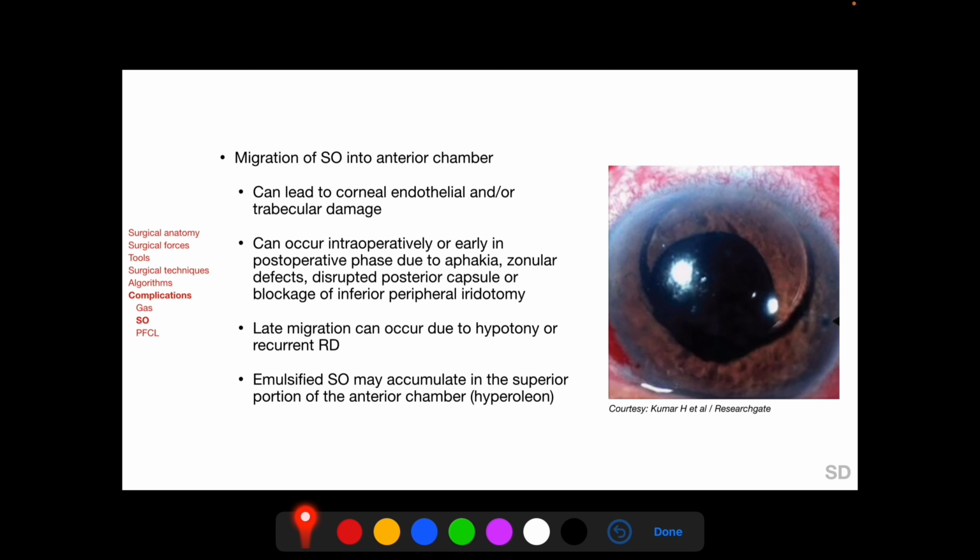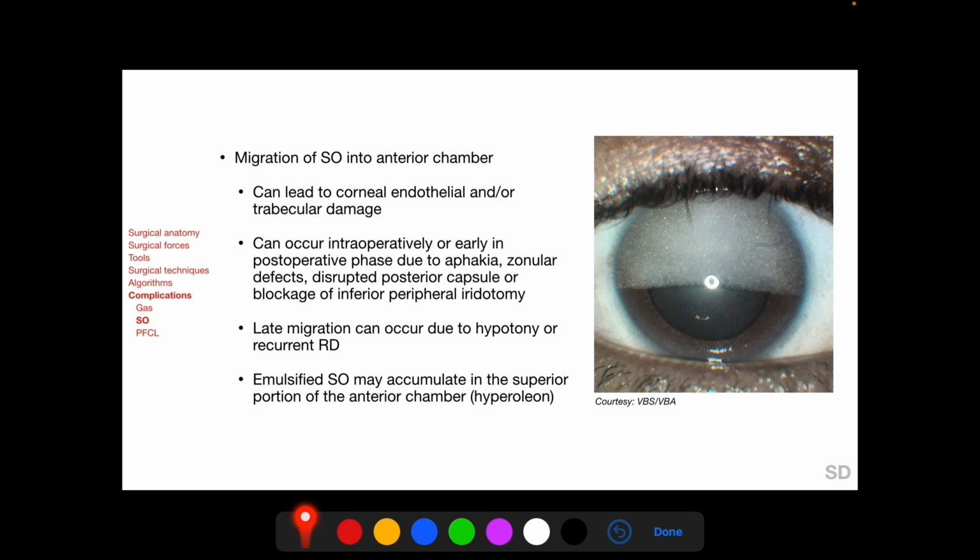Silicone oil can migrate into the anterior chamber, as seen here in this clinical photograph, and this can lead to corneal endothelial and or trabecular damage. This can occur intraoperatively or early in the post-operative phase due to aphakia, zonular defects, disrupted posterior capsule, or blockage of the inferior peripheral iridotomy, and late migration of silicone oil into the anterior chamber can occur due to hypotony or recurrent retinal detachment. Emulsified silicone oil in the anterior chamber may accumulate in its superior portion, as seen here in this clinical photograph, and this is called a hyperoleon.